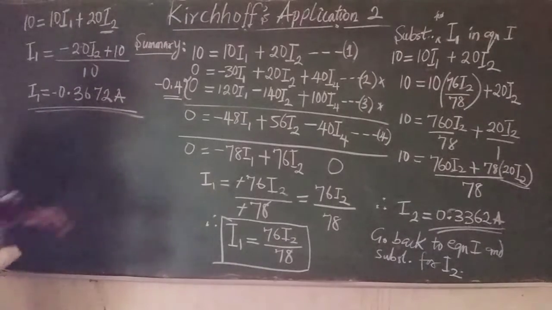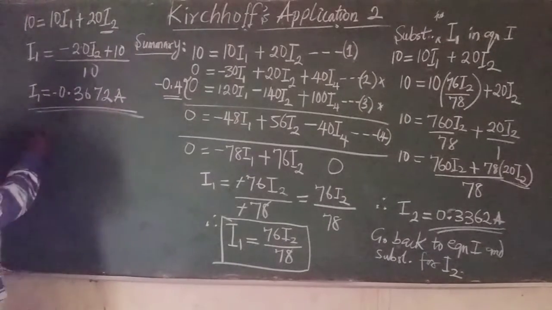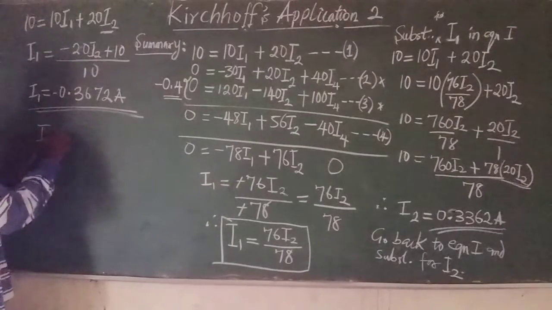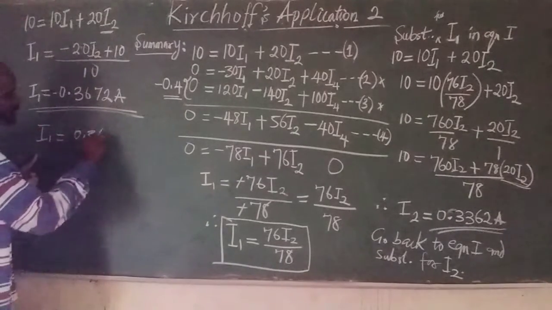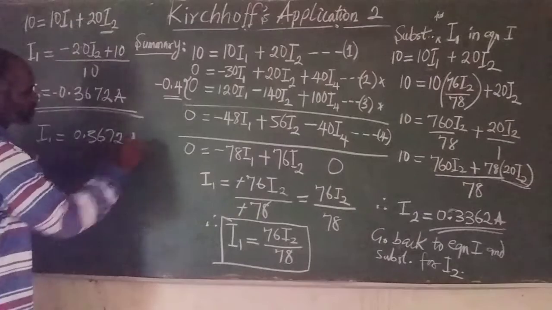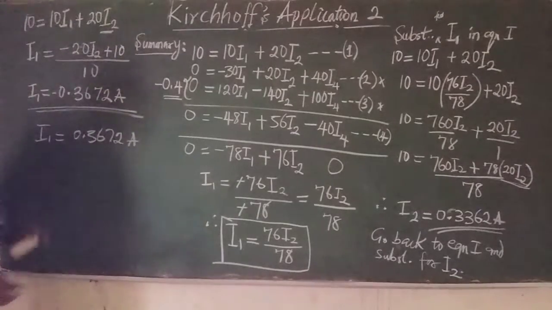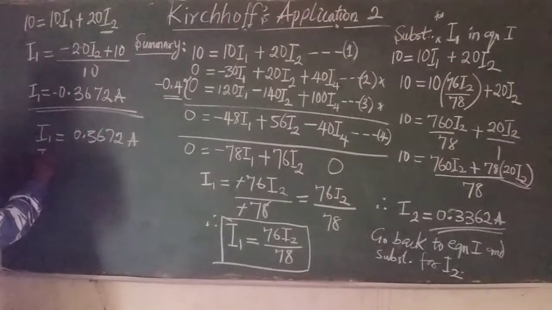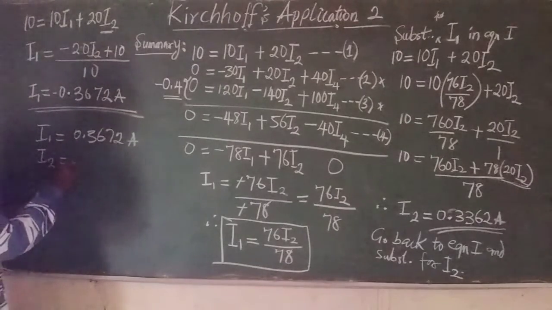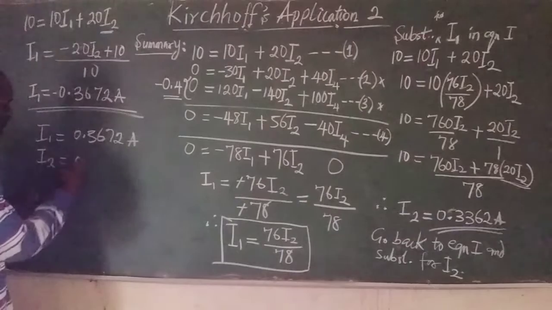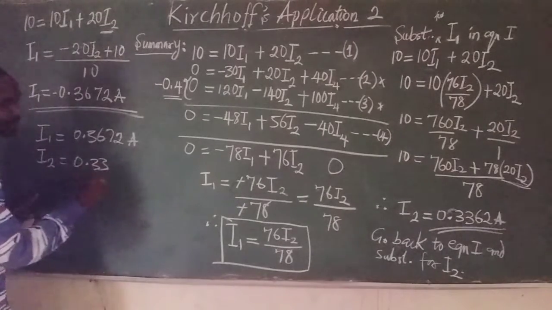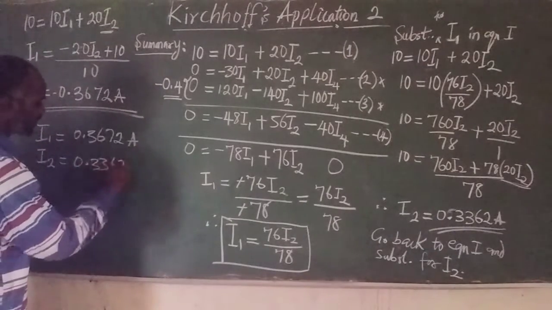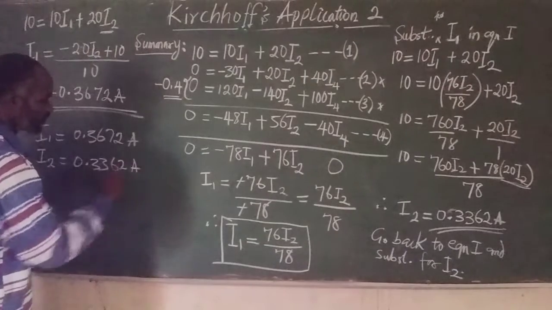Now we have found current 1. We have found current 1 to be 0.3672 amps. We have found current 2 to be 0.3362 amps.